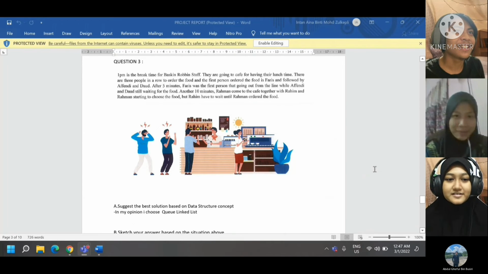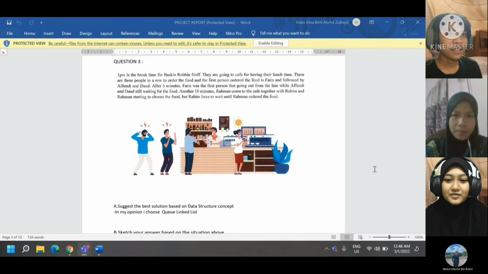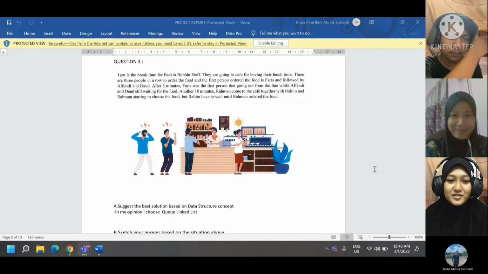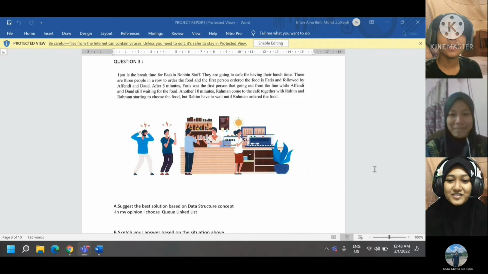My question is question 3. 1 p.m. is the break time for Baskin Robbins staff. They are going to the cafe for their lunch time. There are 3 people in a row to order the food, and the first person to order is Faris, followed by Effendi and Daud. After 5 minutes, Faris was the first person going up from the line, while Effendi and Daud are still waiting for the food. After another 10 minutes, Rahman comes to the cafe together with Rahim, and Rahman starts to choose the food, but Rahim has to wait until Rahman orders the food.